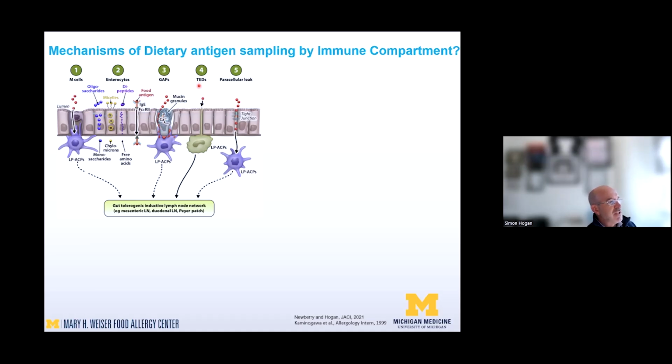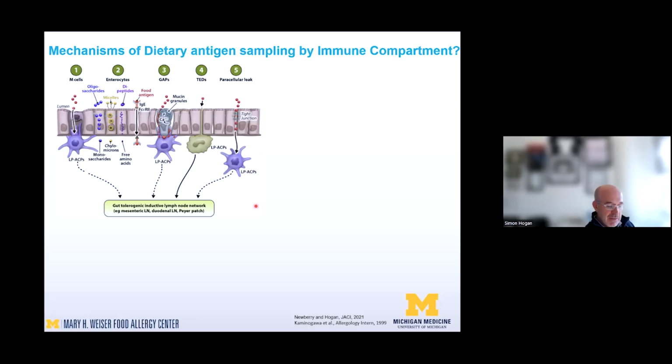There's also known to be these transepithelial dendrites that actually have the ability to send out a pseudopod between the epithelial cells, maintaining the barrier, and be able to sample antigens on the luminal side. These transepithelial dendrites are thought to primarily occur in the ileum and are quite rare. And then the final mechanism is indiscriminate paracellular leak, where these antigens can pass actually between the epithelial cells.